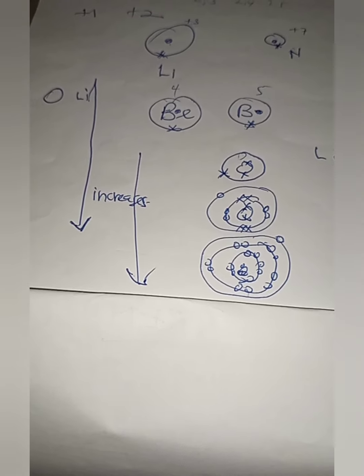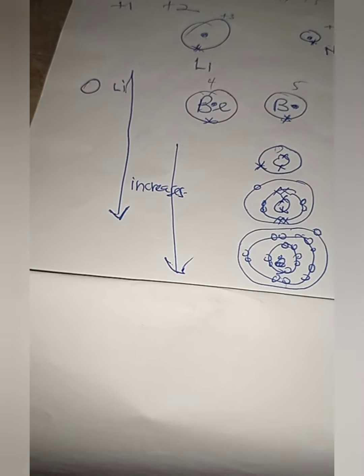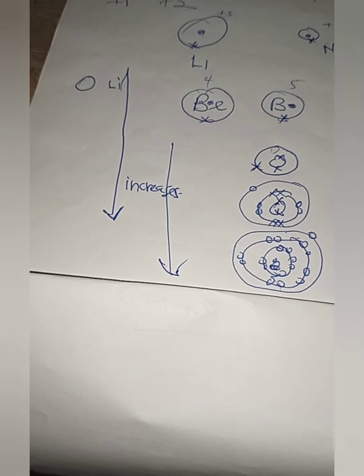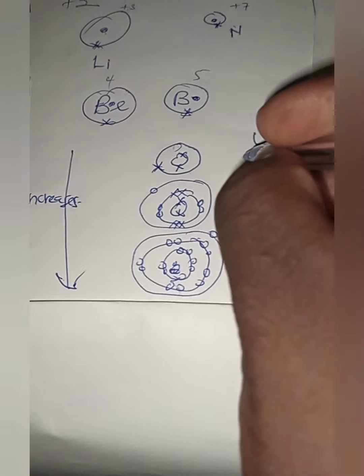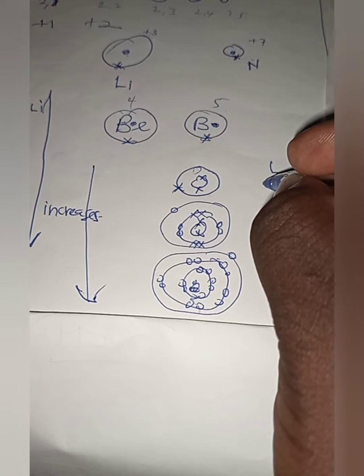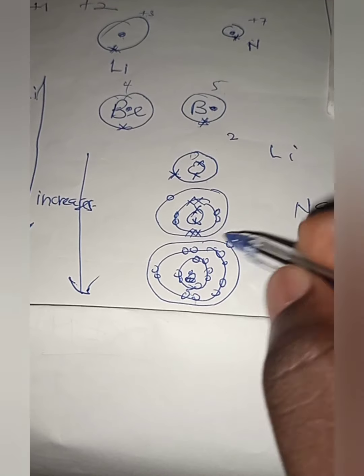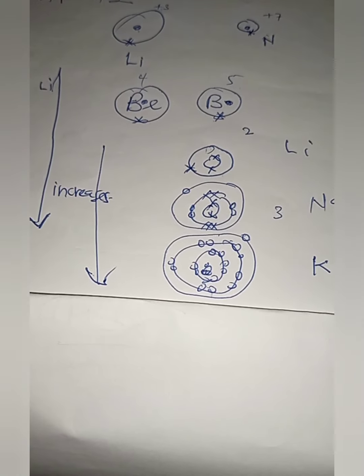Okay, so when we want to use energy levels, the energy levels just talk about the number of shells. So you can see lithium has only 2 shells, 1, 2. So the energy level here is 2. Are you getting me? And when you come here, this one is 1, 2, 3. So the energy level here is 3.